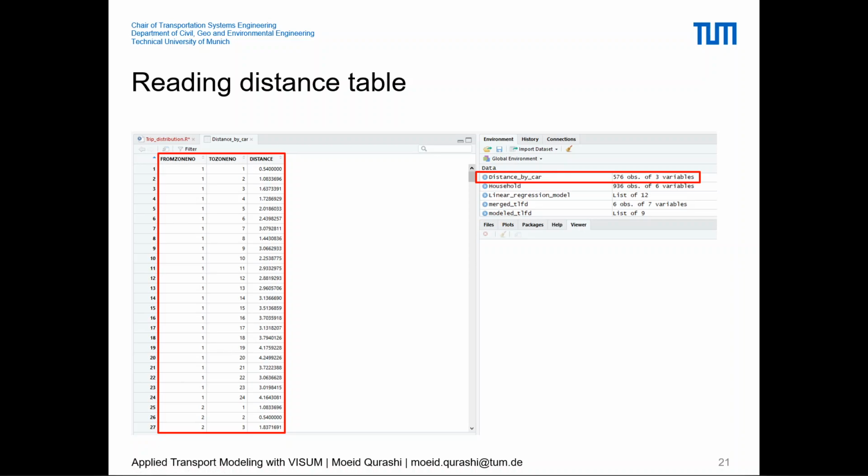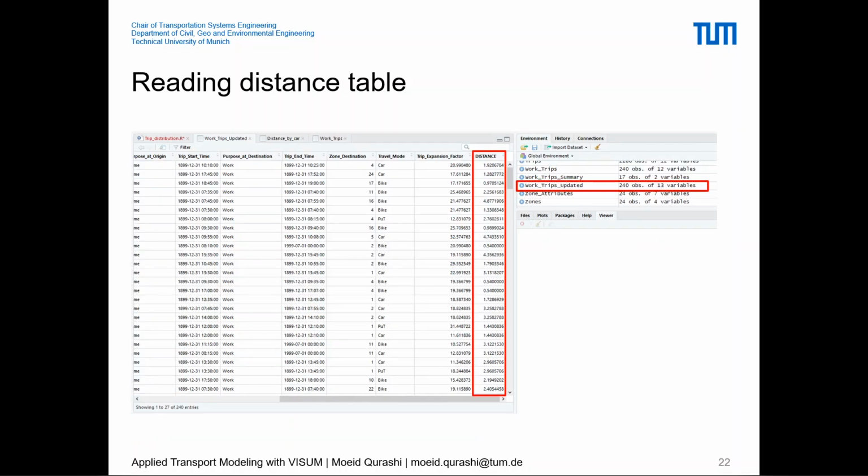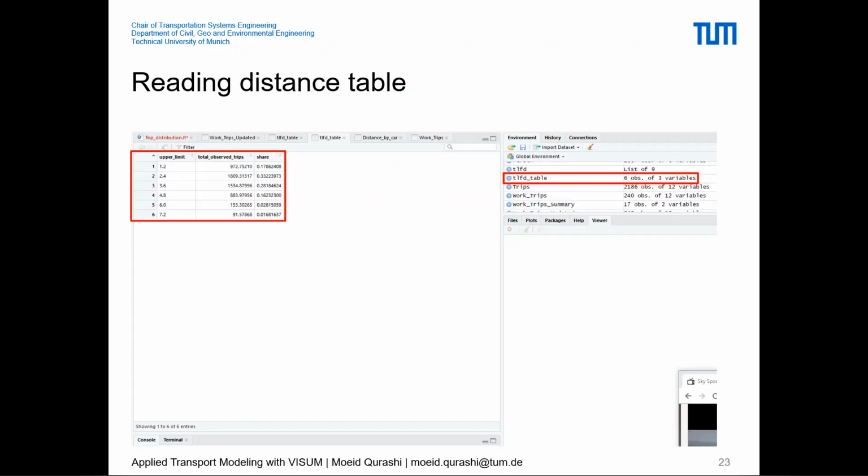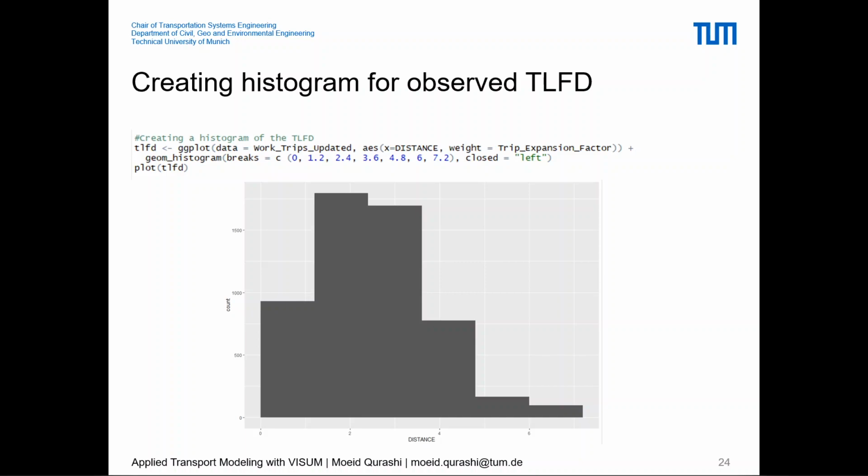This slide also shows how this is done in R. Distance by car, then distance here as well. We attach the distance to the work trips, creating a new table called work trips updated, and then we do the piping, 3-4 lines, to create this TLFD table. We can also get a histogram that I just showed you using ggplot, where we create a geometric histogram showing the shares or the actual trips. So here we are plotting the number of trips for each interval.